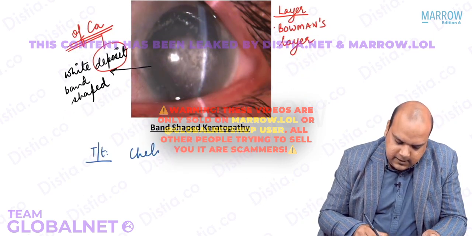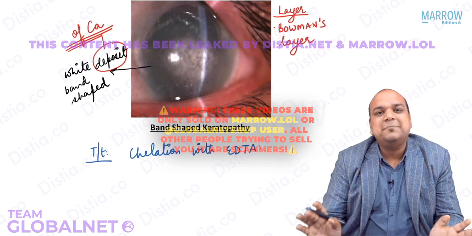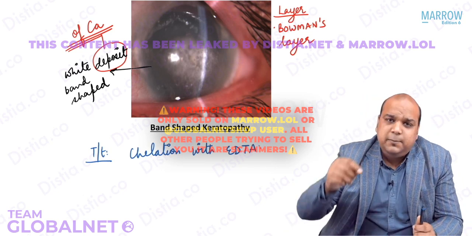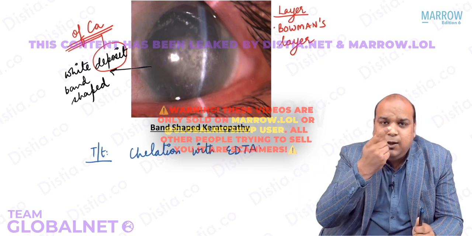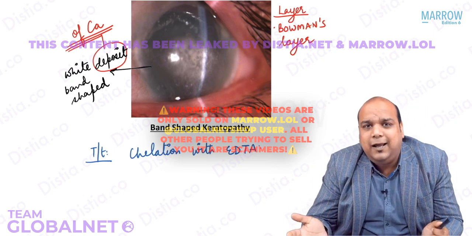Treatment is chelation with EDTA. As simple as that. It's the simplest treatment ever, everybody. You take an earbud, you dip it in the liquid solution of EDTA, and you roll it over the cornea. All the calcium deposit will chelate and the cornea will become clear.